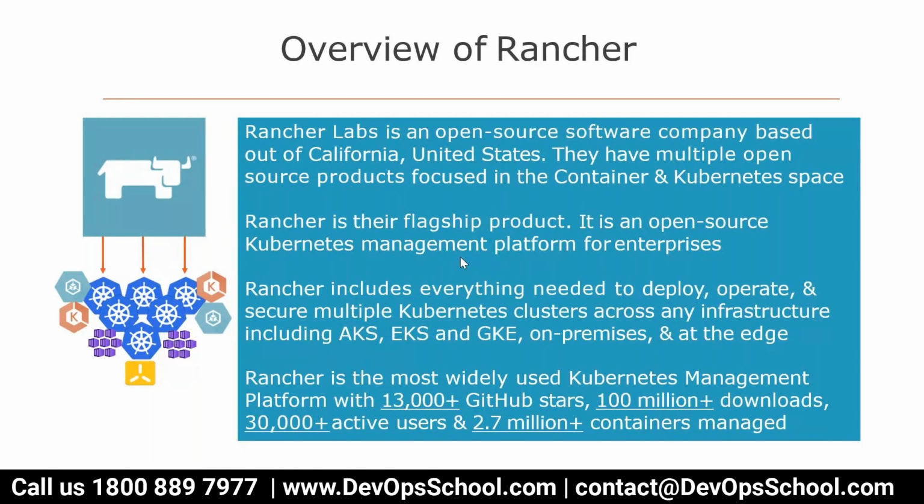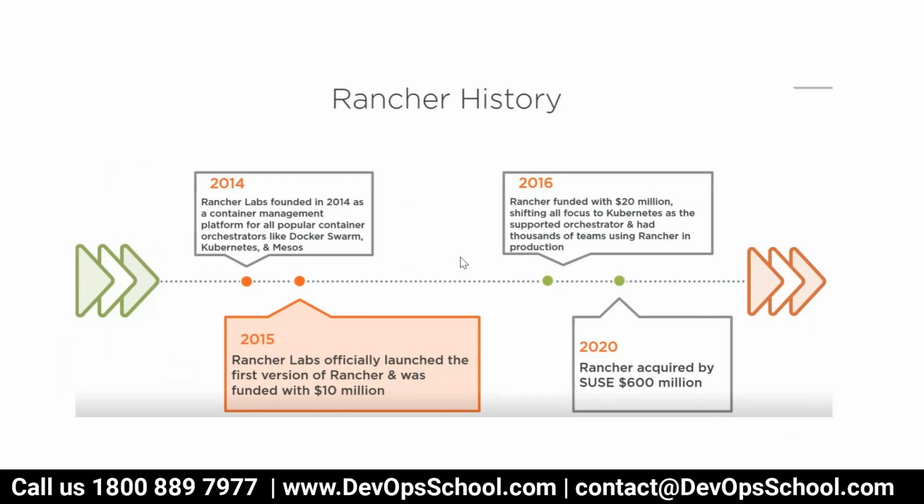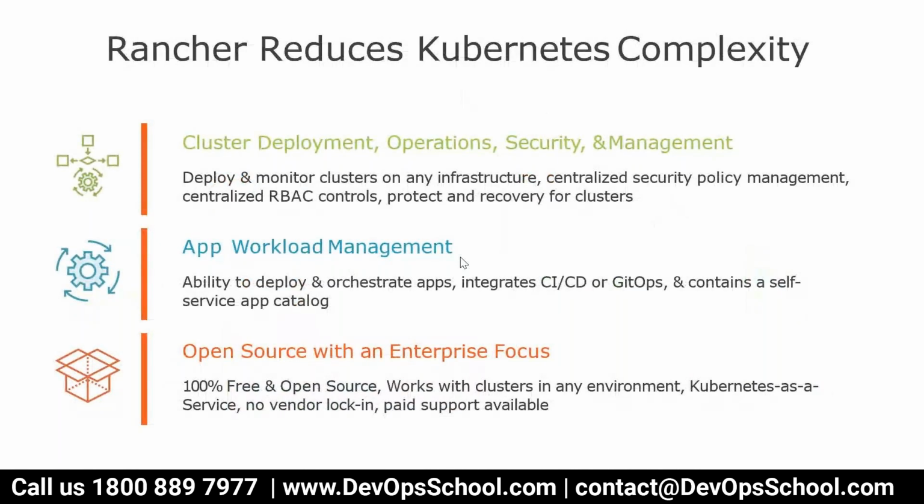Rancher is the most widely used Kubernetes management platform, with 13,000 plus GitHub stars, 100 million plus downloads, 30,000 plus active users, and 2.7 million plus containers managed. You can see how Rancher evolved, and in 2020 Rancher was acquired by SUSE for $600 million. Rancher reduces Kubernetes complexity in deployment, operations, security, and management: deploy and monitor clusters on any infrastructure, centralized security policy management, centralized RBAC control, and protection and recovery of clusters.